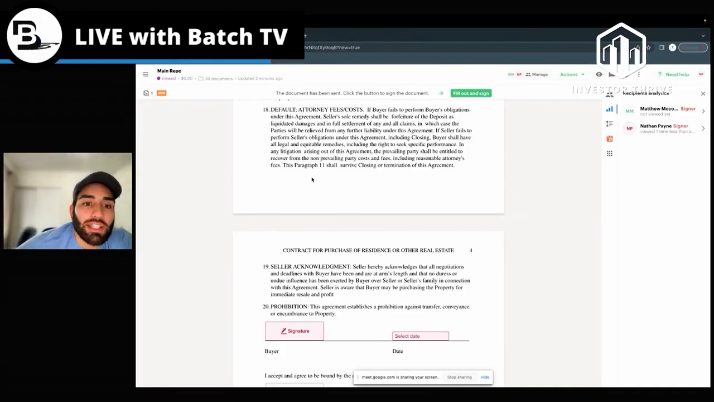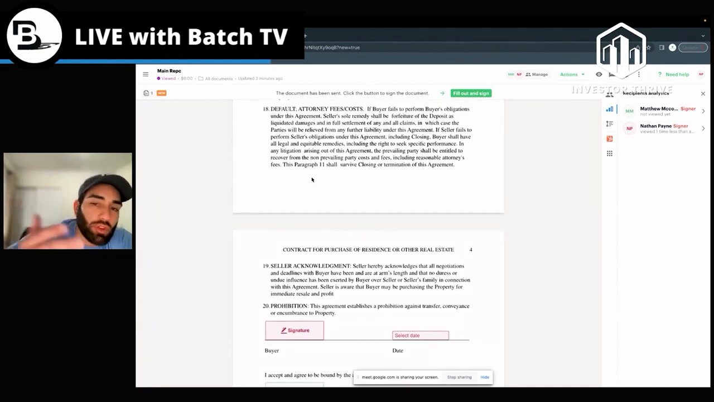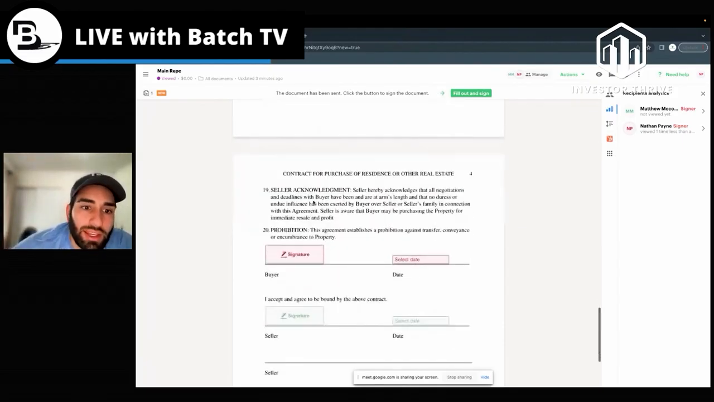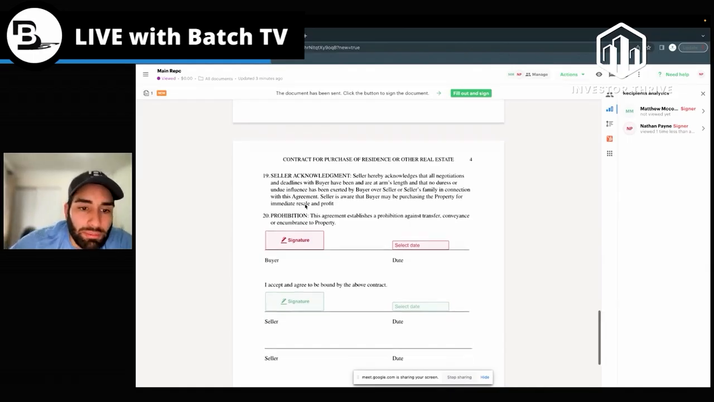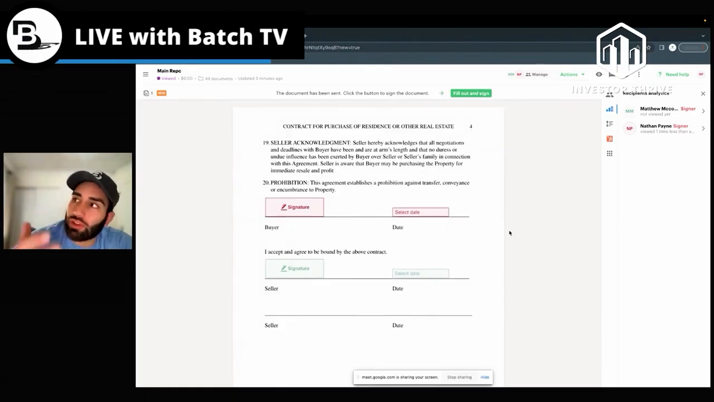All right. 18 is if for some reason we have to go to court over this property, it describes the attorney fees, who pays for what. 19, seller acknowledgement, you acknowledge that me and you have agreed on this. I didn't make you do this. And 20, prohibition. And that's pretty much it. So curious, how do you feel? Do you feel confident signing this right now?